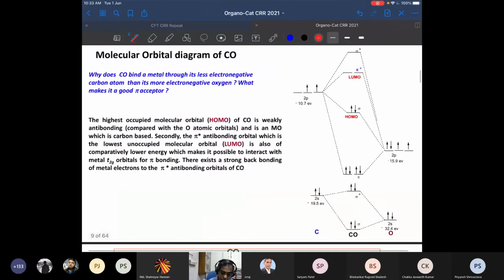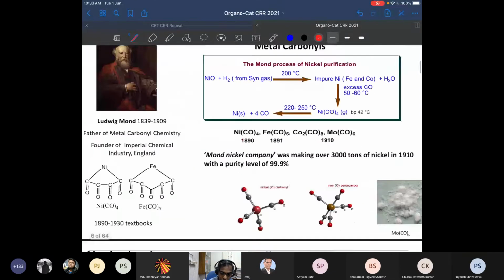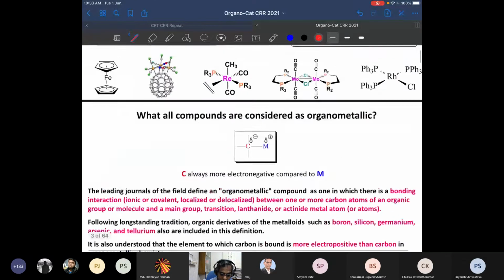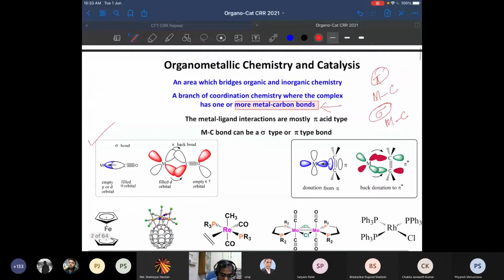Now you go here. This I explained earlier also. Now you go here. This is what I have shown here. Now look at the sigma bond formation. That is basically what I have shown here. A sigma bond formation, basically, what is that? The sigma bonding orbital, the highest occupied MO of carbon monoxide, interacts or overlaps with a metal orbital which has the same symmetry and similar energy, and makes a sigma bond.